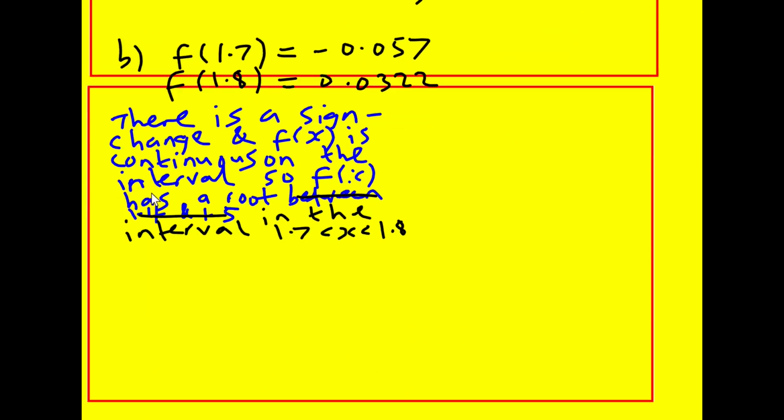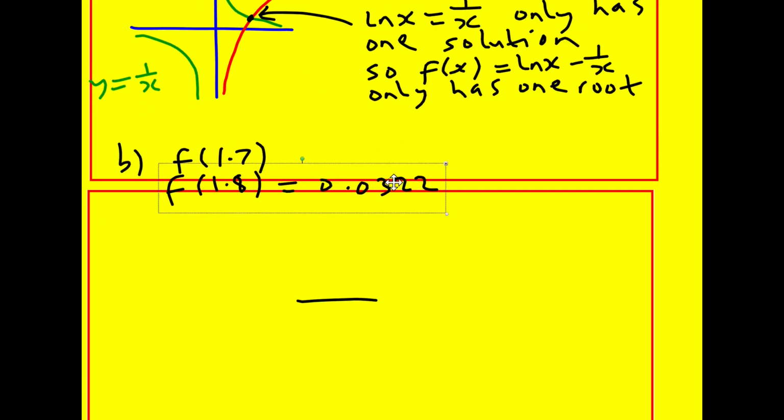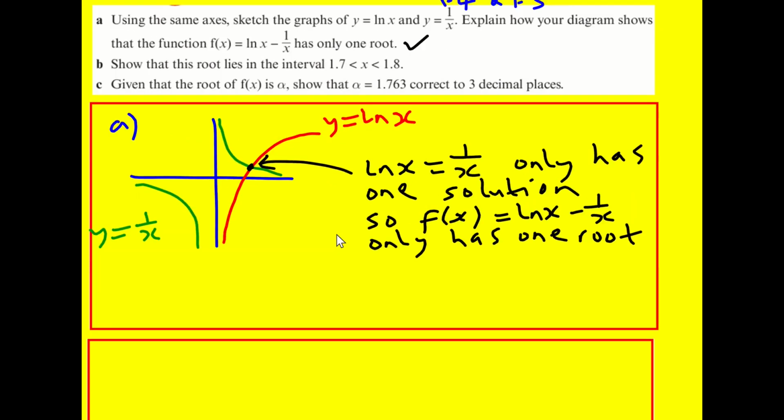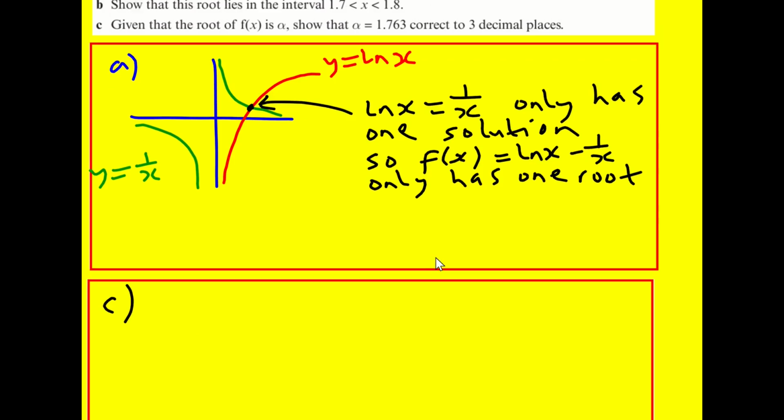Okay, I'm going to just delete this now so I've got space to write. Whoops. Right, part C, given the root of the function is alpha, show that alpha equals 1.763 correct to 3 decimal places. This is a slightly technical question now. How do we show that it's correct to 3 decimal places?